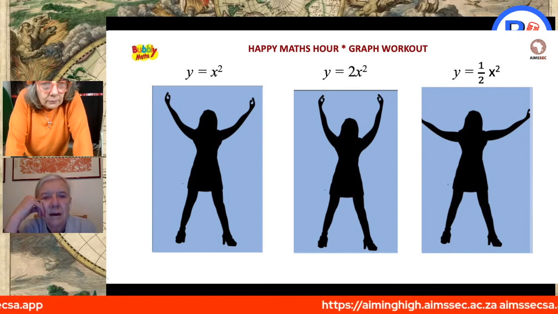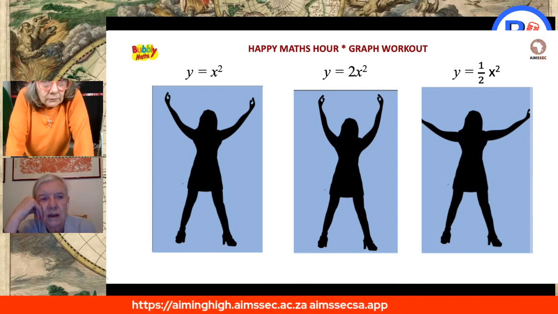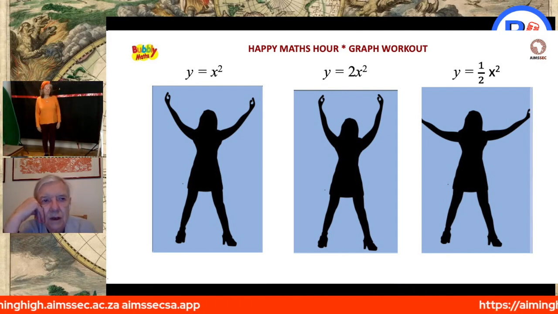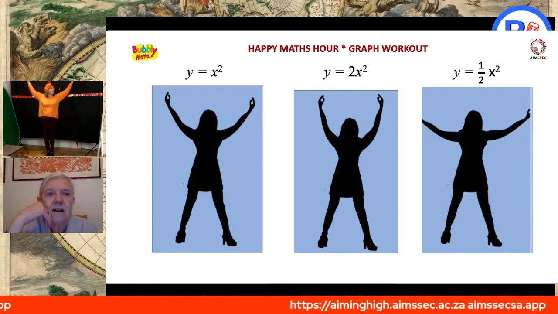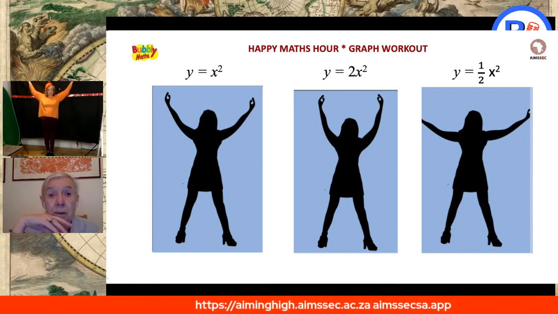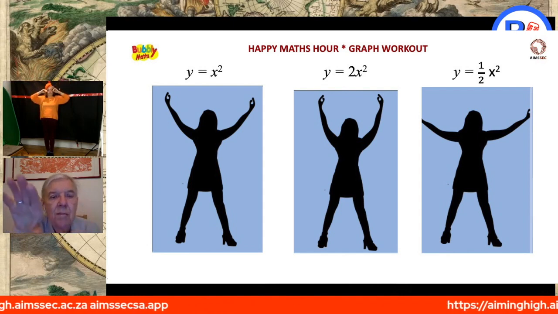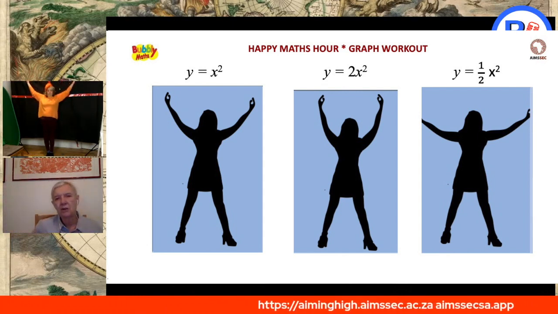Now here, these arms are not straight. She's got her arms curved. And y equals x squared. Oh, this is a parabola. In fact, they're all parabolas. So you see the same parabolic curve, but the simplest of parabolas because it's just y equals x squared.